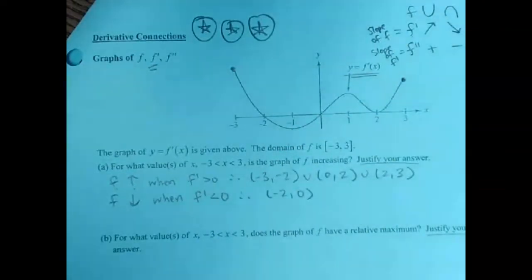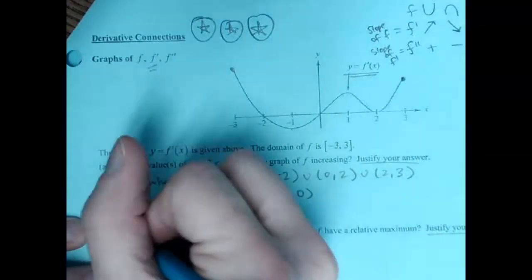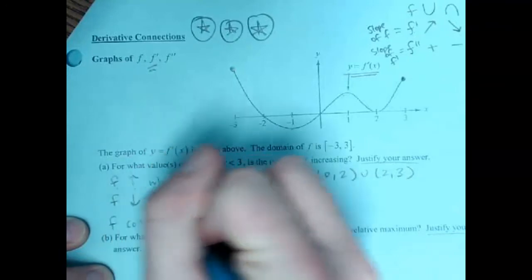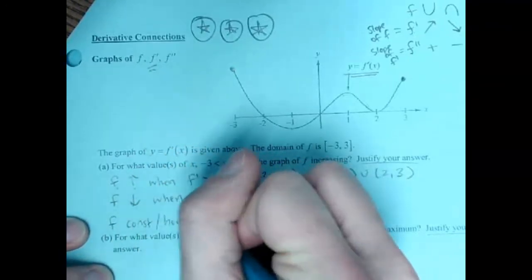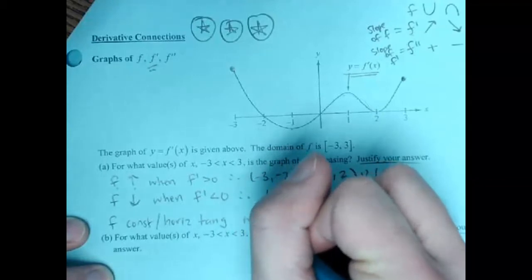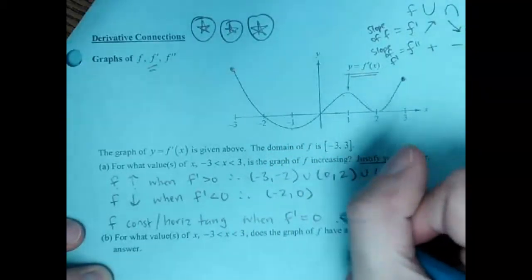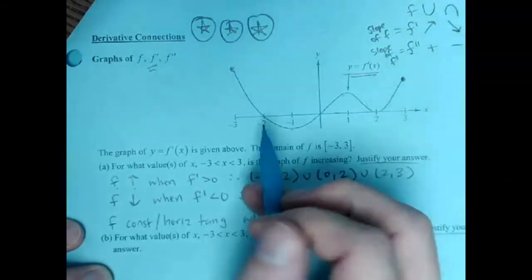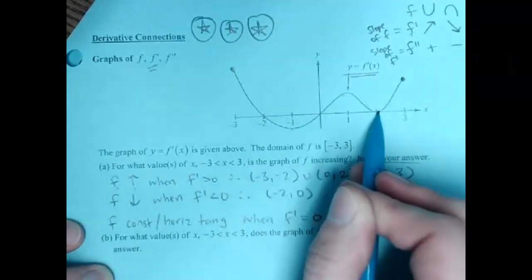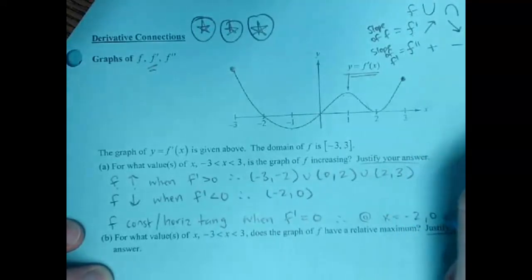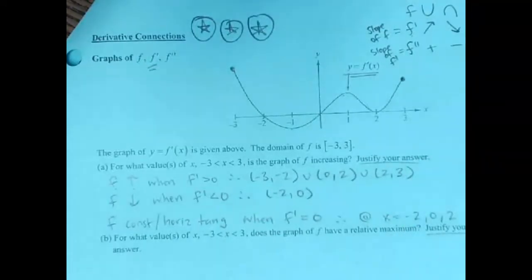The question could have also asked, where is f constant, or where does f have horizontal tangents? Your justification would be when the derivative is equal to 0. And that would happen at this point, and this point. So negative 2, 0, and 2. When the derivative is 0, your x-intercepts, that's when your original function would have a 0 slope, aka is constant, aka has a horizontal tangent.